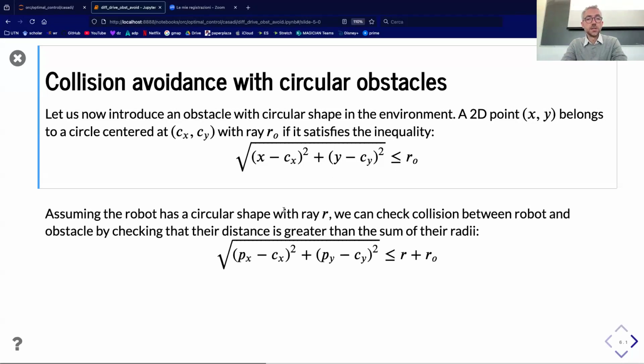So if we want to check whether the robot is in collision with the obstacle, since also the robot is a circle, we need to check whether the distance between the center of the robot and the center of the obstacle is smaller than the summation of the radius of the obstacle and the radius of the robot. Is everything okay with that? So this is going to be an inequality constraint that we need to add inside our optimal control problem definition to make sure that the robot never collides with the obstacle.